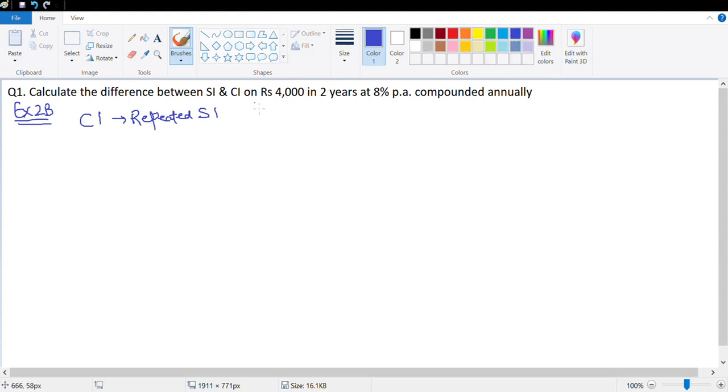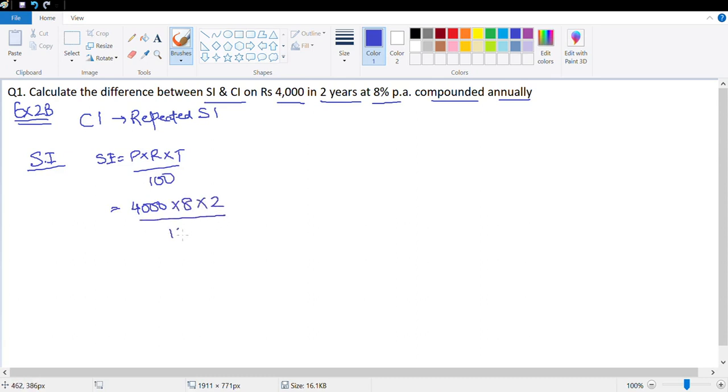Let's look at a question. It says calculate the difference between SI and CI on 4,000 rupees in 2 years at 8% per annum compounded annually. Let's calculate the simple interest first. So simple interest will be P into R into T upon 100. In this case, principal is 4,000. The rate given is 8. Time is 2 and upon 100. So this is equal to 8 into 2, 16. 16 into 4, 64. So that's rupees 640. So that's the simple interest for the given period.